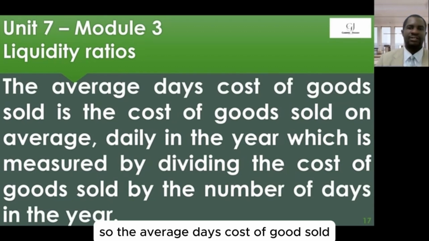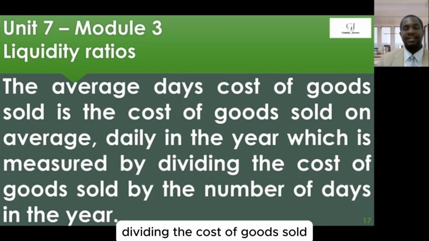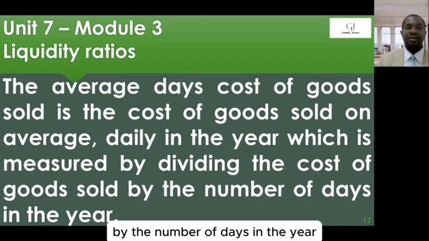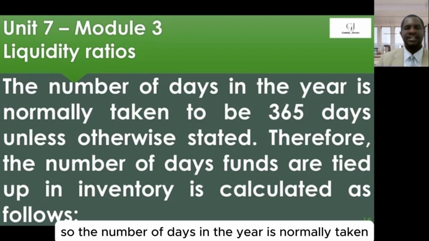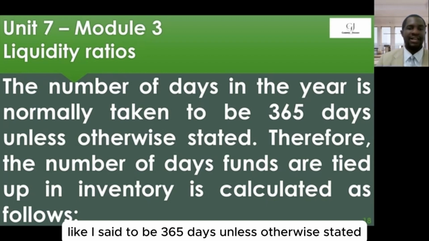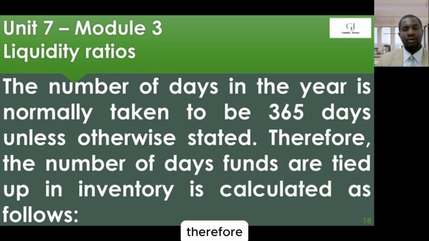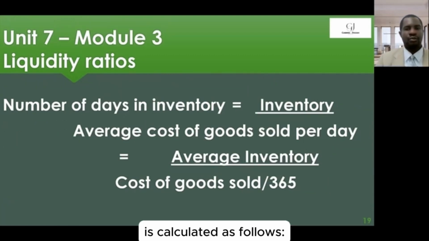So the average days cost of goods sold is the cost of goods sold on average daily in the year, which is measured by dividing the cost of goods sold by the number of days in the year, which is typically 365 days. So the number of days in the year is normally taken, like I said, to be 365 days unless otherwise stated. Therefore, the number of days funds are tied up in inventory is calculated as follows.